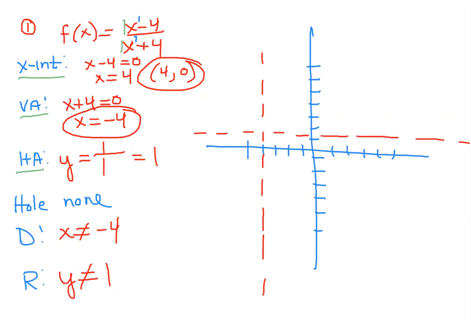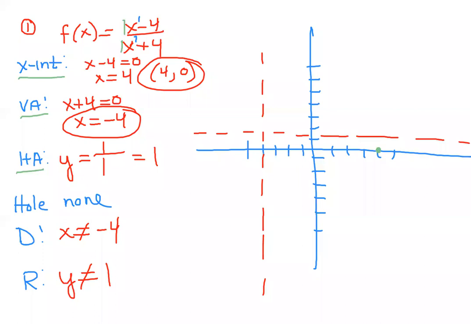Now all we need to know is, will the graph be here and here, or will the graph be here and here? So let's see what we know. We know the x-intercept is 4, 0. So let's put that in. I'm having a lot of trouble with my x-axis. All right, 4, 0. 1, 2, 3, 4, 0 goes here.